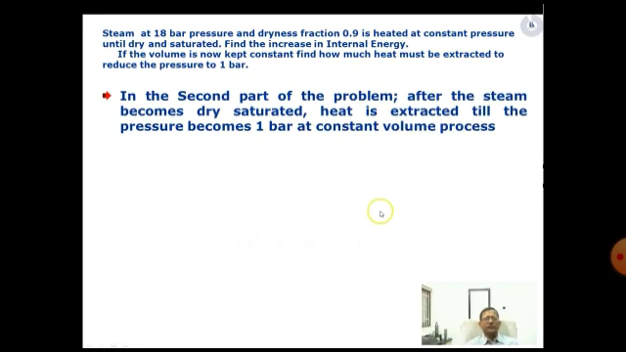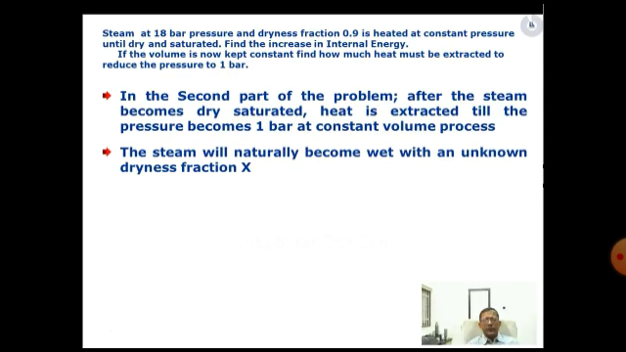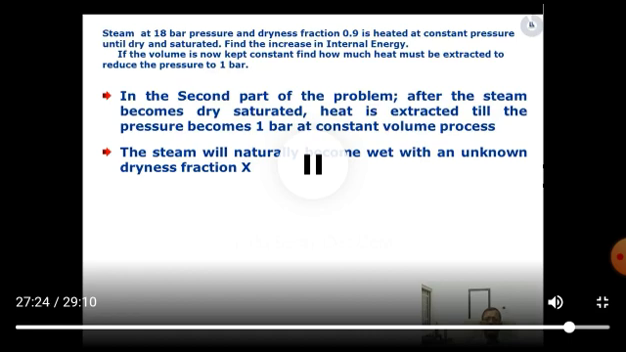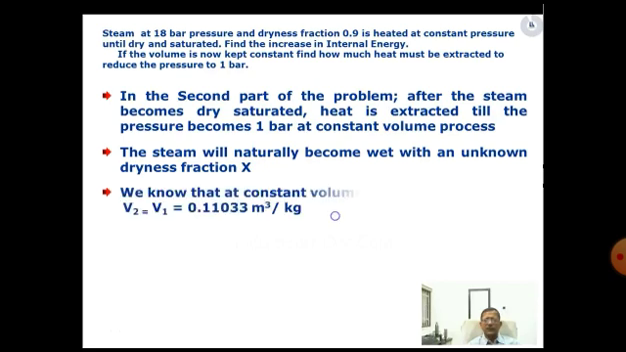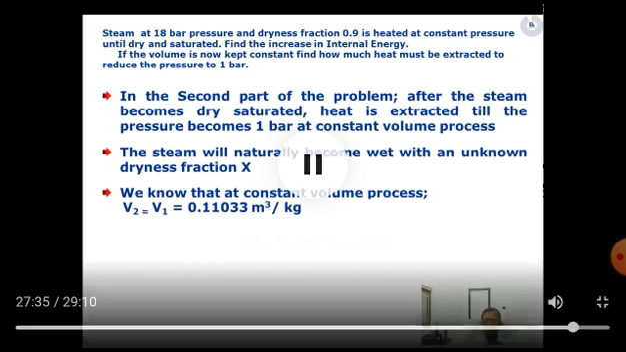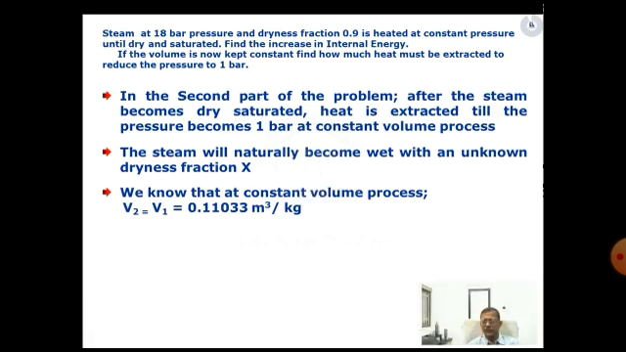Now in the second part of the problem, once the steam becomes dry and saturated, some heat is lost until the pressure becomes 1 bar, and this process is a constant volume process. That is, the volume is not going to change. Now, since the steam was already saturated and is losing some heat, it will naturally become wet. The dryness fraction is unknown in our case. And since it's a constant volume process, the specific volume will remain constant. So v2 will be equal to v1, and that will be the same as the vg at 18 bar pressure, which is 0.11033, which we have already found from the steam table.